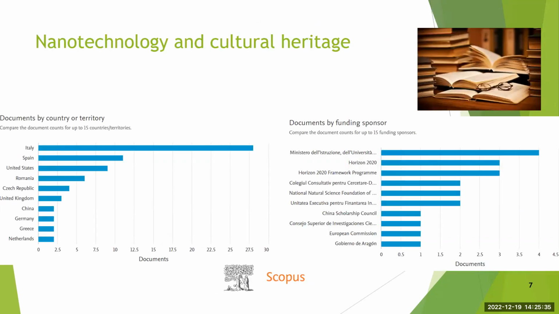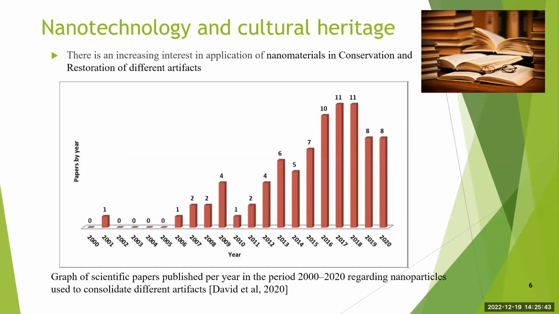Also, the analysis of Scopus shows that Italy is the leading country concerning the number of publications regarding the issue of nanotechnology and cultural heritage during different years. But they are not classified within the different areas. They are general.